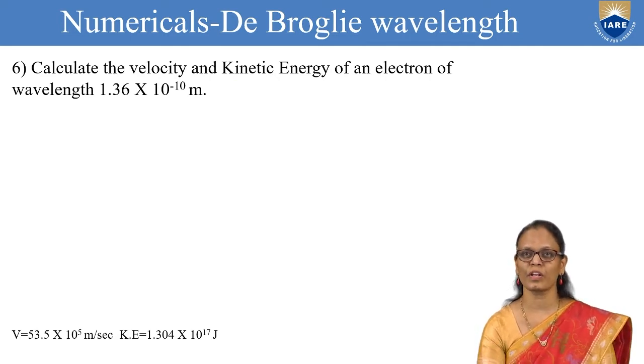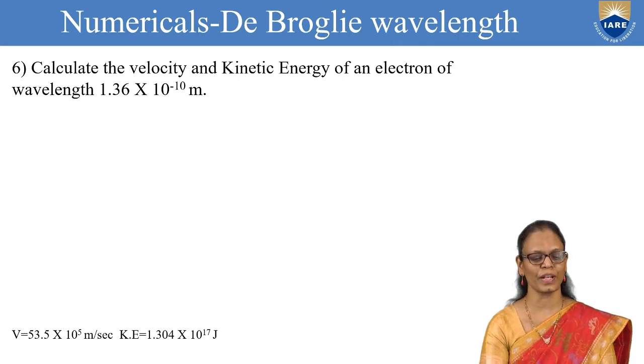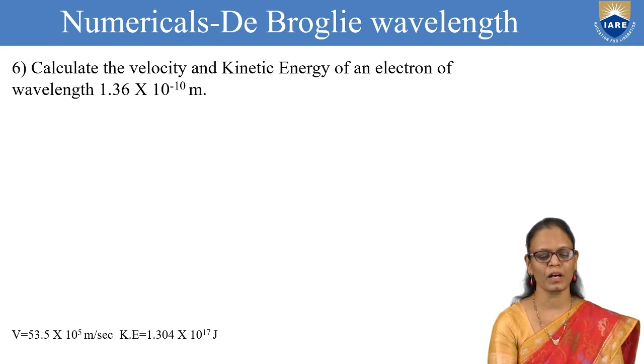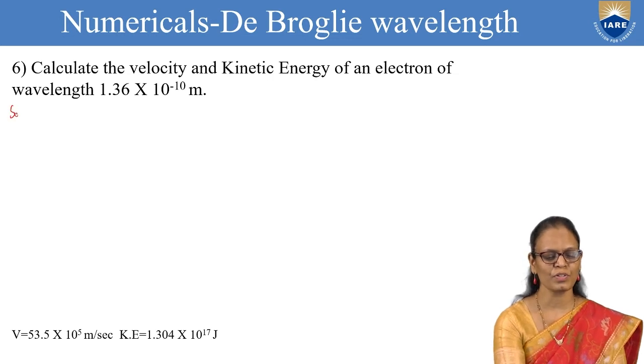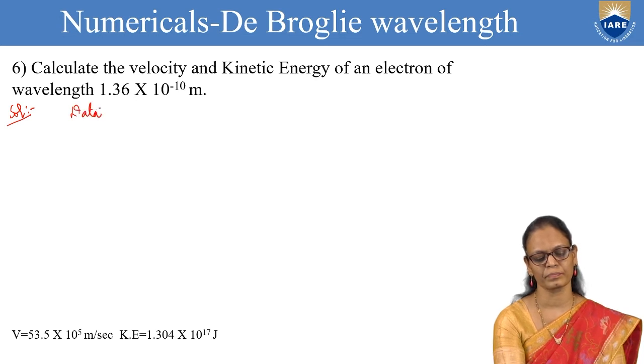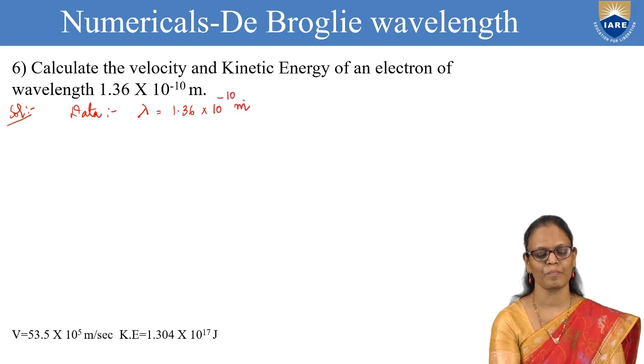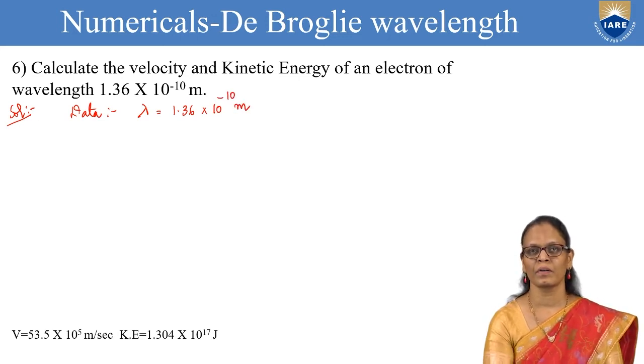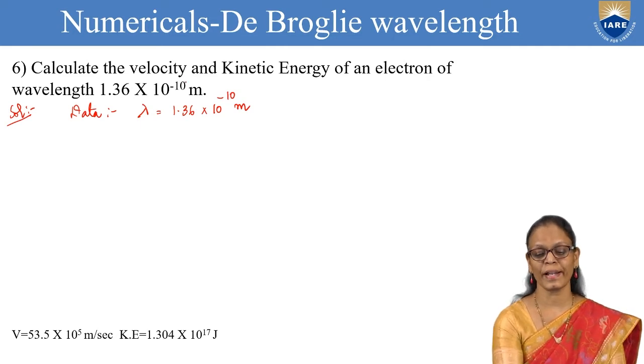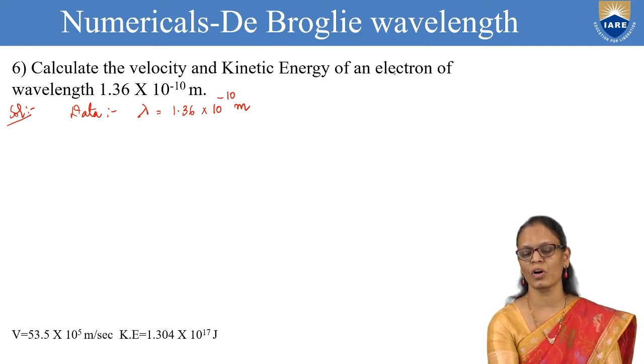Next one, calculate the velocity and kinetic energy of an electron of wavelength 1.36 into 10 power minus 10 meter. In the solution, first you have to write the data given. What is the data given here? Wavelength is given. So lambda is equal to 1.36 into 10 power minus 10 meter. And we have to calculate the velocity and kinetic energy of the electron.